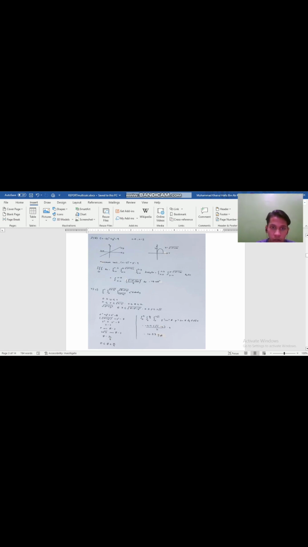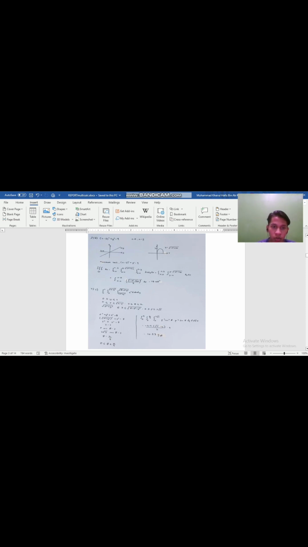The maximum limit is (x minus 3) to the power of 2 plus y to the power of 2 equal to 9. So the final answer that I got from this question is 18 units cubed.